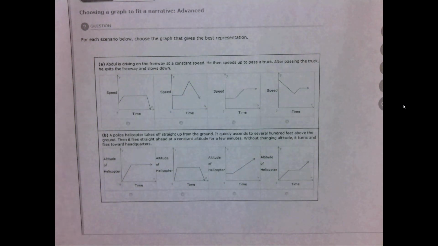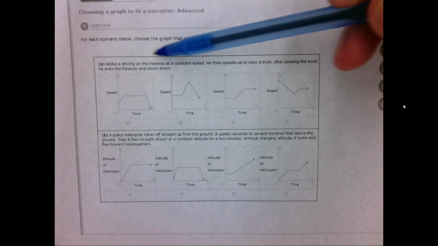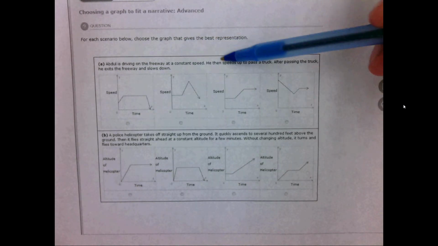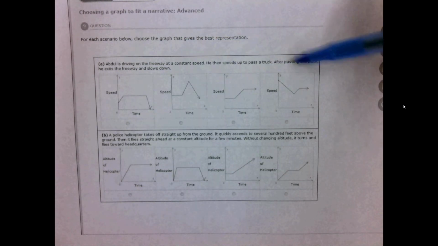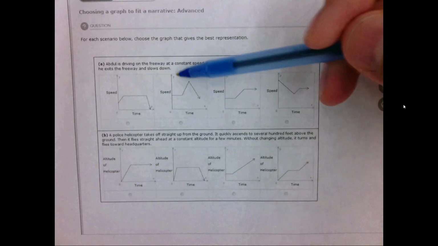In this question, we're asked to choose the graphs that fit the relationship described. So it says, Abdul is driving on the freeway at constant speed. He then speeds up to pass a truck. After passing the truck, he exits the freeway and slows down.